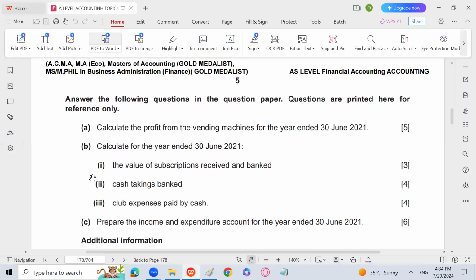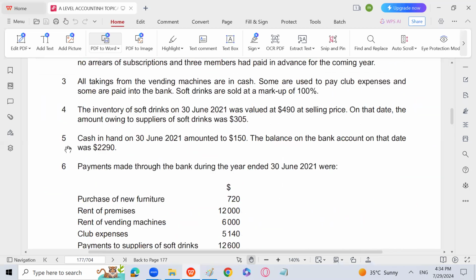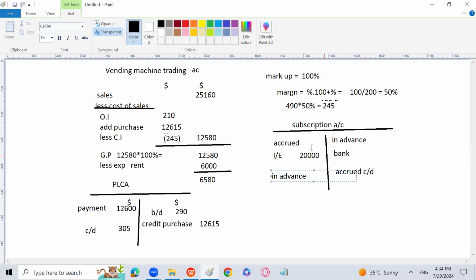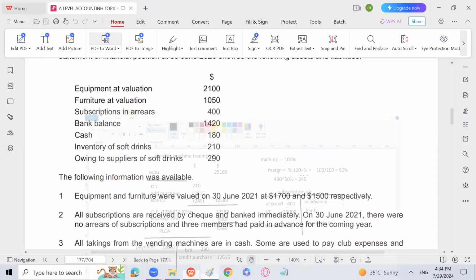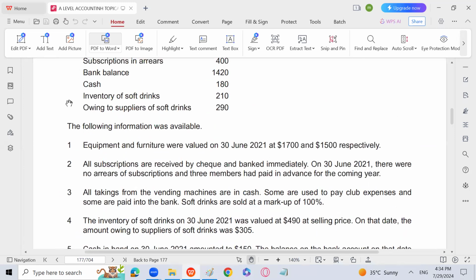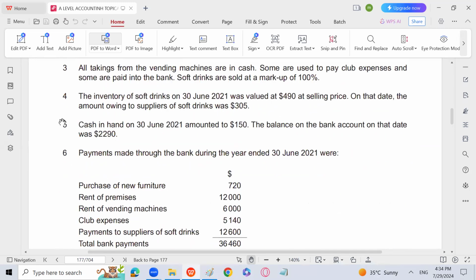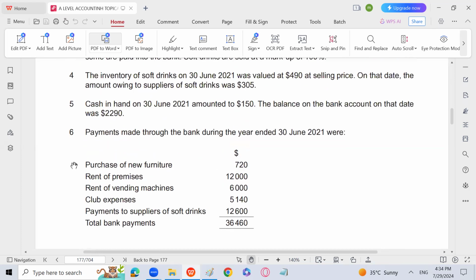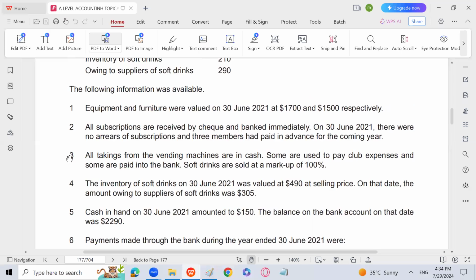Accrued brought down is given. So subscription in arrears is 400. Let's write it down, 400 here. Then accrued carried down is the subscription we have at the end. All subscriptions are received by cheque and banked immediately on 30th June. There were no arrears of subscription. There is no accrued carried down.